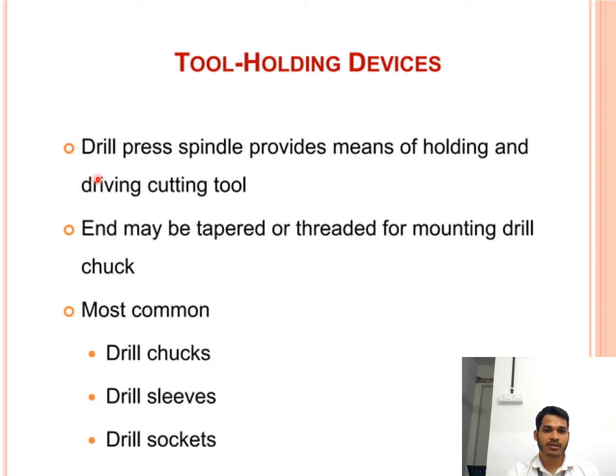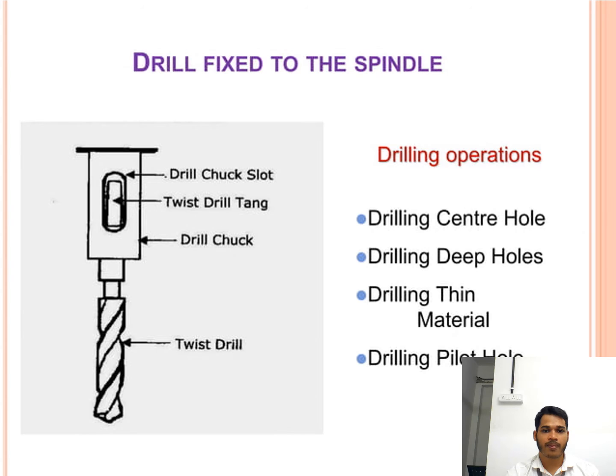Tool holding device. The drill press spindle provides a means of holding and driving the cutting tool, and may be tapered or threaded for mounting a drilling chuck. The most common parts are the drill chuck, drill sleeves, and drill sockets. The drill is fixed to the spindle. Drilling operations include drilling a central hole, drilling deep holes, drilling thin material, and drilling pilot holes.